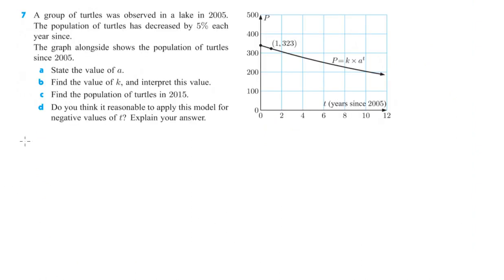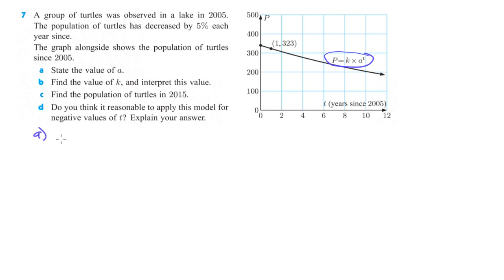All right, last one, number 7. A group of turtles was observed in a lake in 2005. The population of turtles has decreased by 5% each year since. The graph alongside shows the population of turtles since 2005. State the value of A. And it's from this equation right here that we're going to try to state the value of A.